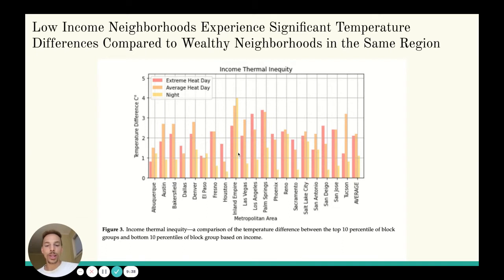And then the difference is what's on this graph in degrees Celsius. For example, if you're looking at Inland Empire at night, it could be 4 degrees Celsius hotter where you are, just because you are in the lowest 10 percentile of income, compared to someone who might be in the wealthiest 10%. And that's during the nighttime. But even during an extreme heat day or an average heat day, the temperature difference is still 2.5 to 3.5 degrees Celsius, which would be about 5 to 8 degrees Fahrenheit. So a significant difference.